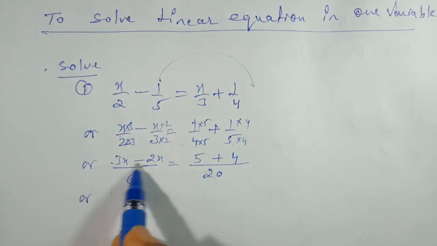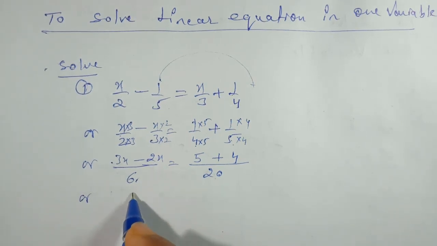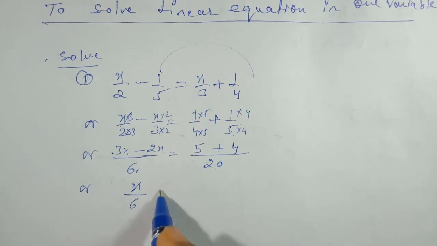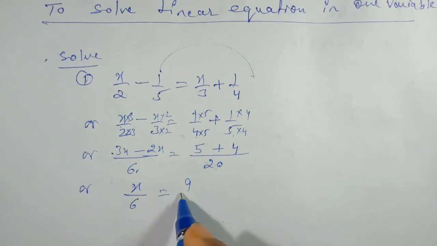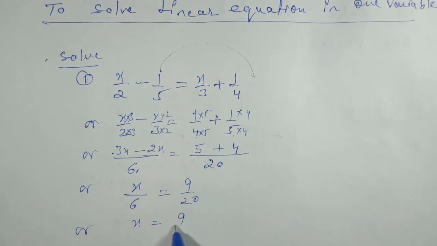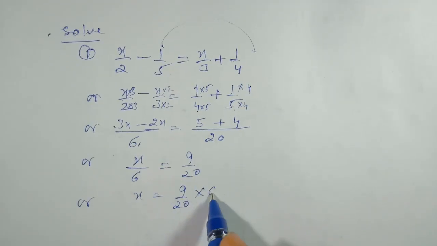Now according to the sign rule, they will be subtracted. This will give 1x, no need to write 1. Bigger number is positive, so it will be in plus sign. 5 plus 4 will give 9 upon 20. Now take 6 to the other side. It is in division, so it will move to multiplication.